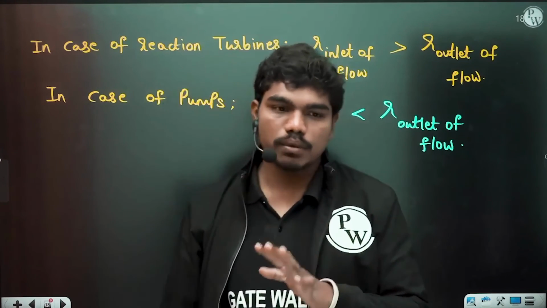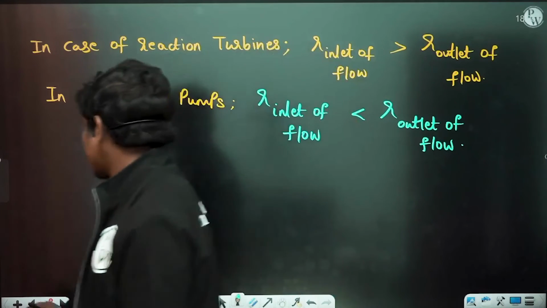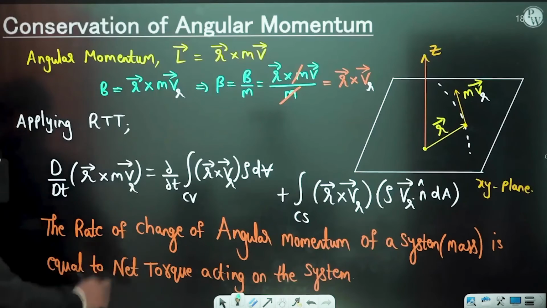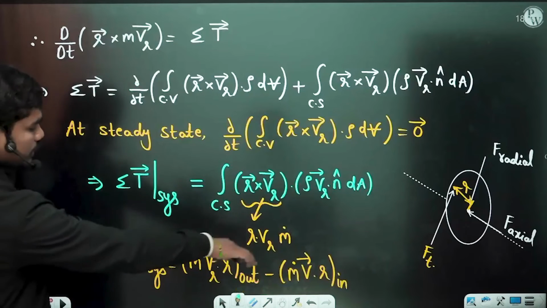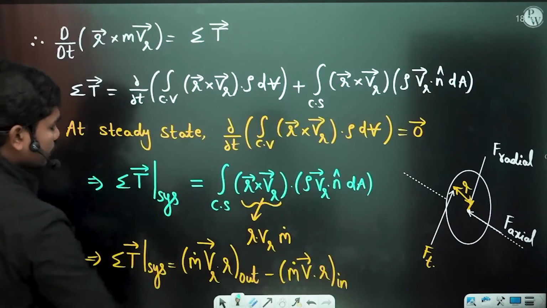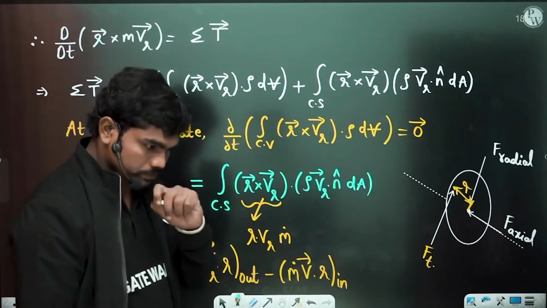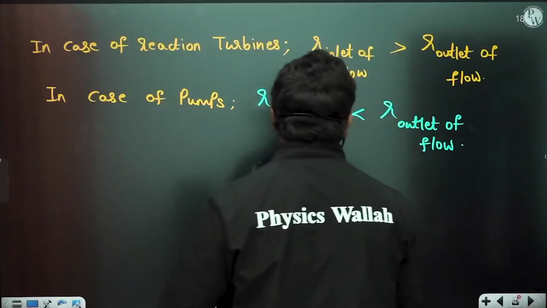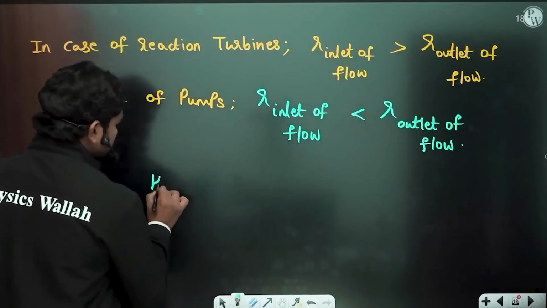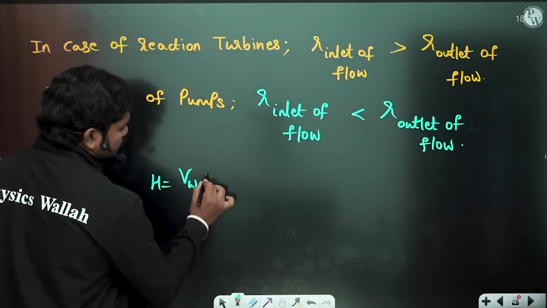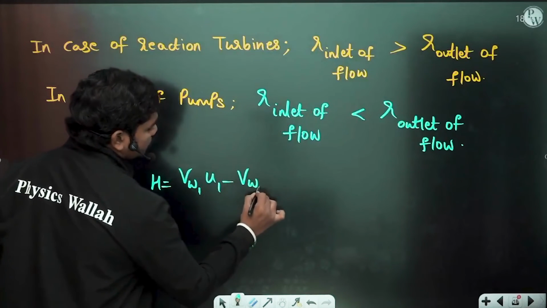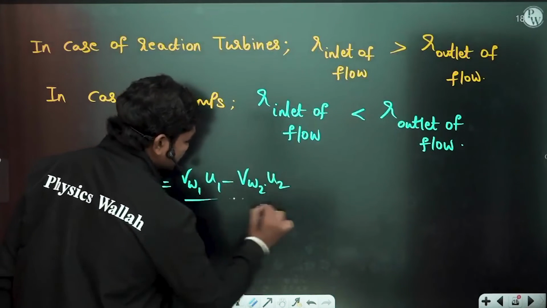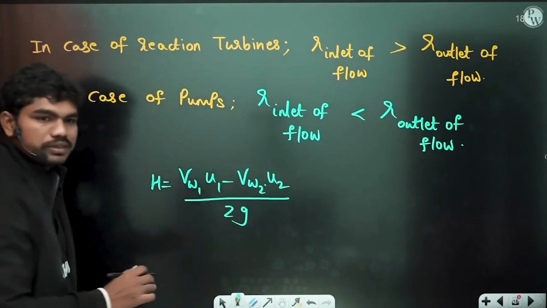Okay, so this angular momentum equation is called the Euler's equation. Again, this is also given by Euler, so this equation is actually called the Euler's equation. Normally you see, have you seen this formula anyway? Head supplied to the turbine, H is equal to (Vw1 U1 minus Vw2 U2) by 2g. You will get these formulas actually. Do you remember this?